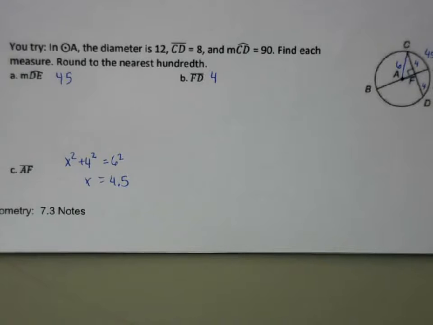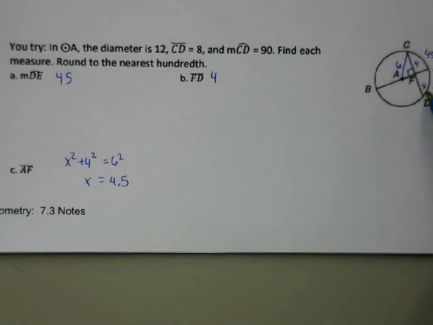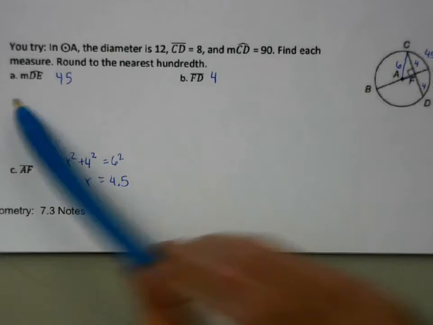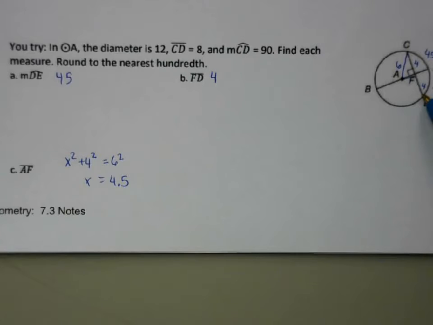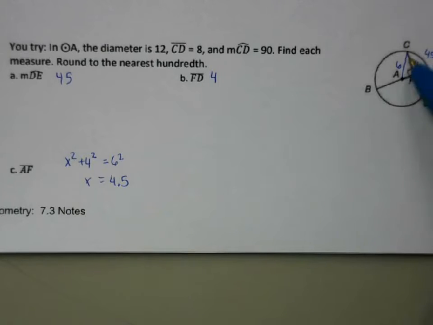Okay, for this one, we have a diameter of 12, CD is 8, and CD, the arc, is 90. So DE is going to be half of that, or 45. FD is going to be half of 8, or 4. And then for AF, I drew in a radius, labeled it 6 since the diameter is 12, and then did the Pythagorean theorem to get 4.5. So that is your notes over arcs, chords, and sectors.